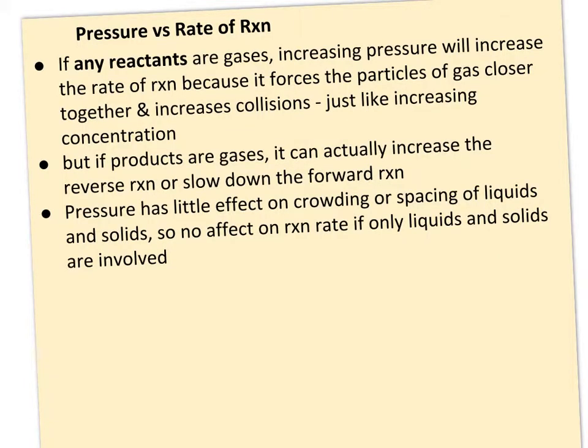Pressure. If any of the reactants are gases, then increasing pressure will increase the rate because it's going to force the particles of the gas closer together and increase collisions, just like increasing concentration. But if the products are gases, it can actually increase the reverse rate or slow down the forward rate. So you're looking for the reactants to be gases, increasing the pressure to force more crowding. If your reactants are all liquids or solids, then pressure is going to have little effect because liquids and solids are already crowded about as much as they're going to get.